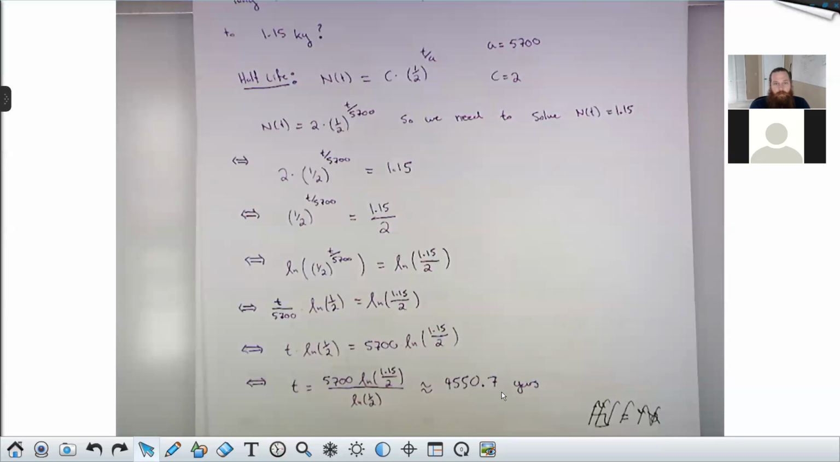You know, if you've got some points that you know, like after 5,700 years, there would be 1 kilogram because that's half of 2. You know your answer here should be less than 5,700, and it is. Okay, that's a good common sense check that can get you out of some spots. Any questions on what we did here?